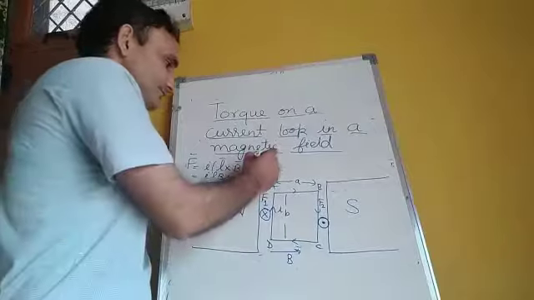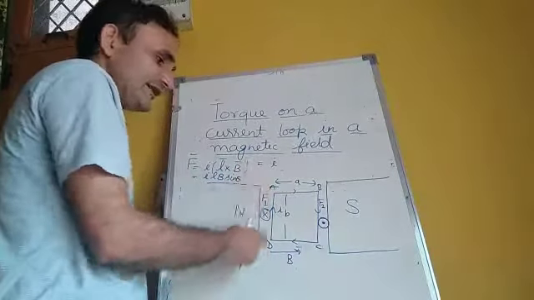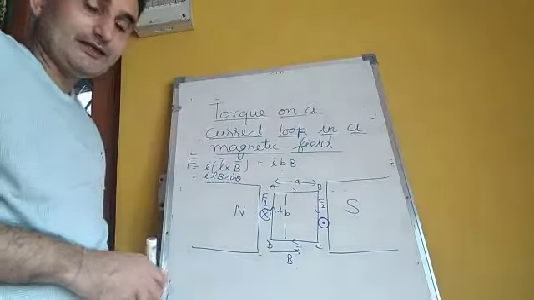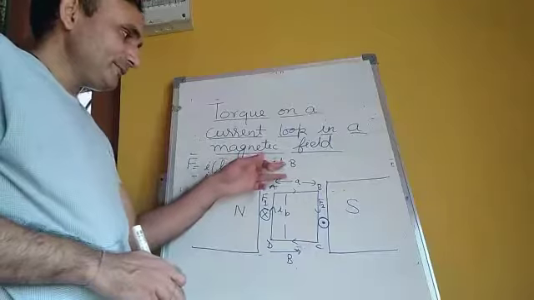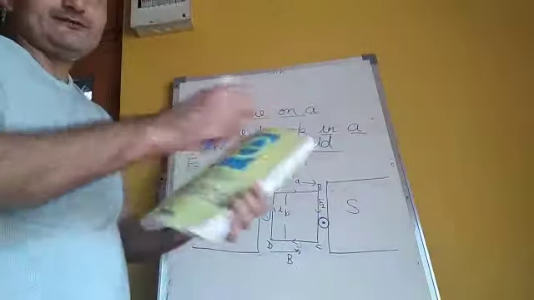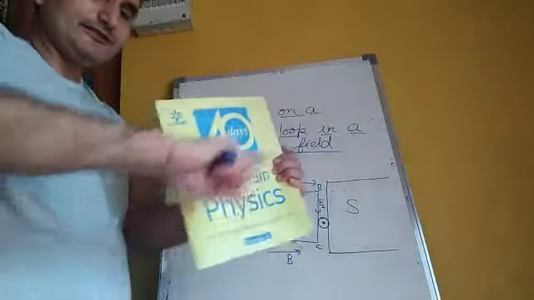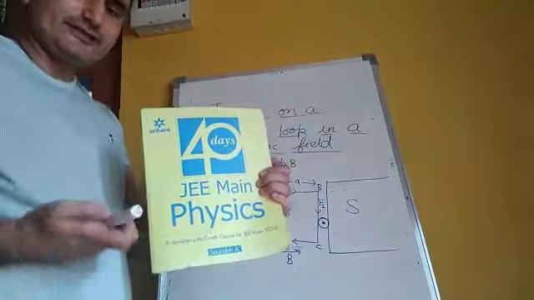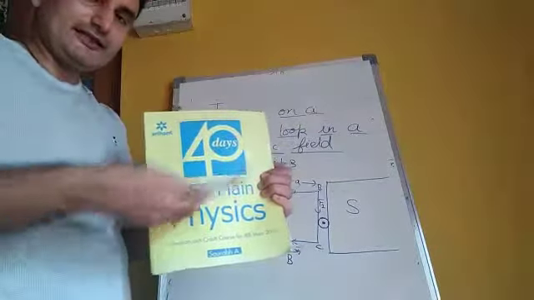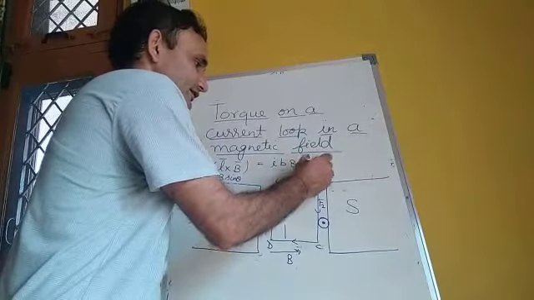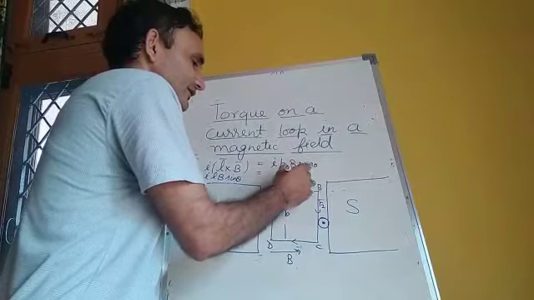From the same formula, I, length is l, magnetic field let it be B. Now we need the angle between l and B, that is length and field. See, length is upward, field in this direction. So what is the angle? Length upward, field in this direction. Angle is 90, sine of 90. So it comes out as IlB.